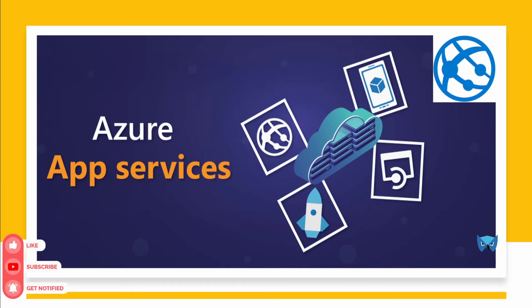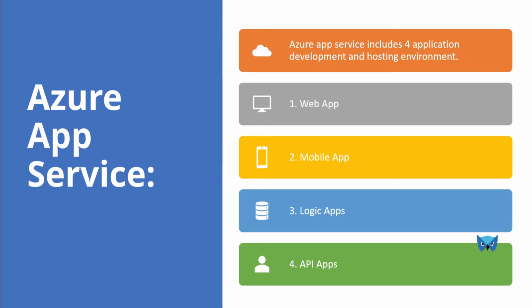In this session we are going to see Azure App Services. It's provided by Microsoft. So let's see what are the types of Azure App Services available. Let's get started. Azure App Services includes four application development and hosting environments. It is nothing but web apps, mobile apps, logic apps and API apps. With this we can develop our own apps as per the requirement.